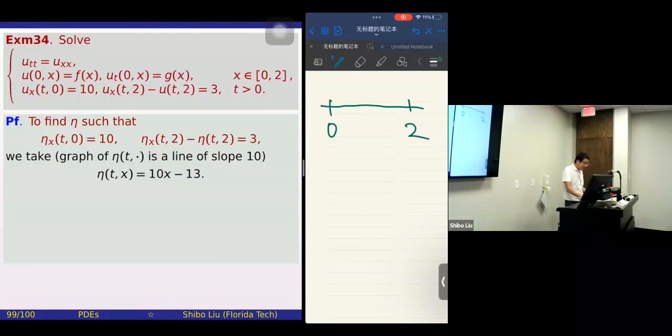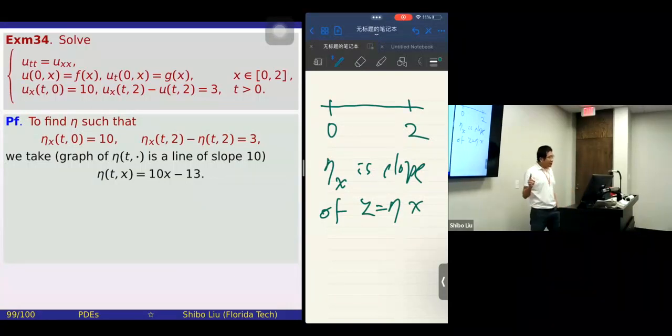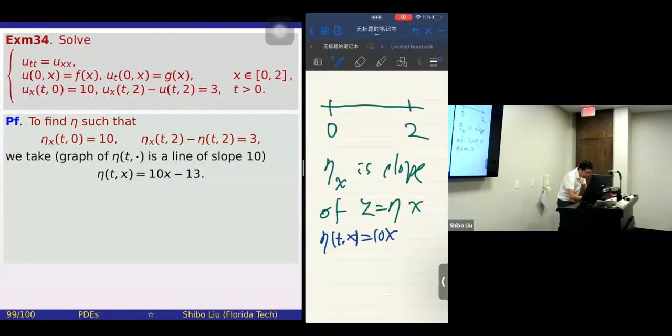We want to find an eta as simple as possible, but how to find it? Eta x is 10. Eta x is 10 means that if you want the graph of eta to be a line, then eta x is the slope of the line of z equal eta. So the slope is 10. So you can assume that eta(t, x) equals 10x plus some b, maybe depending on t. You can do this, right?